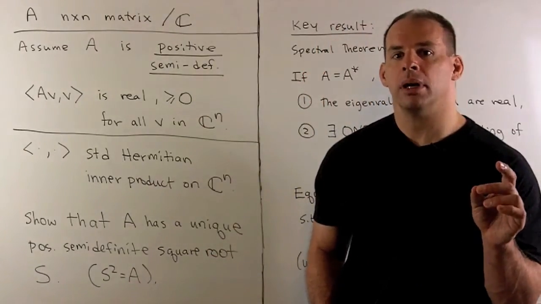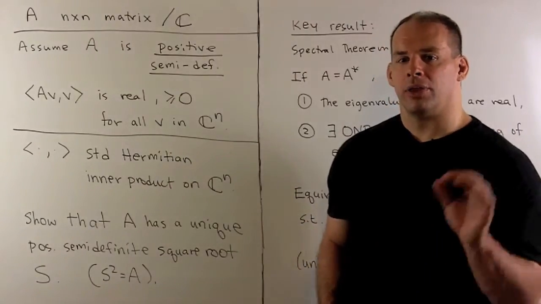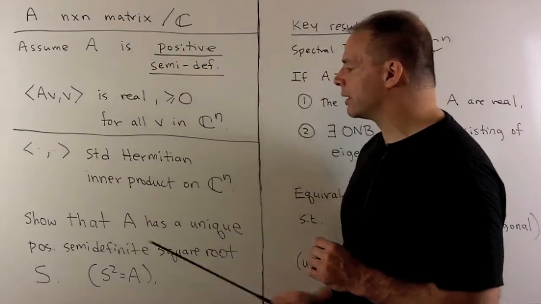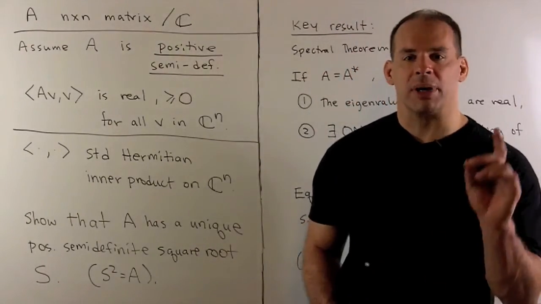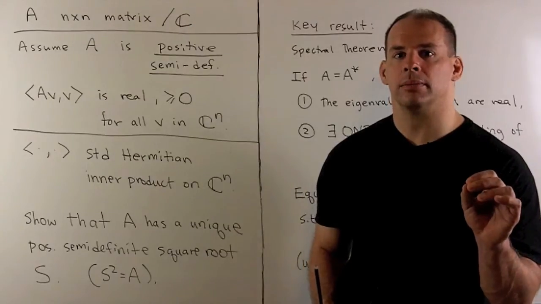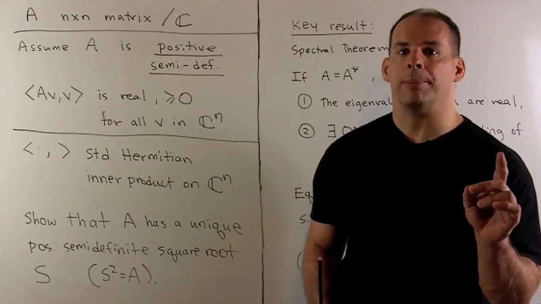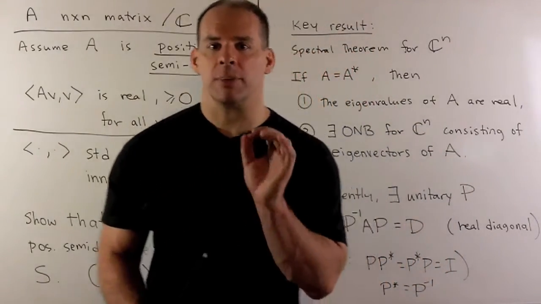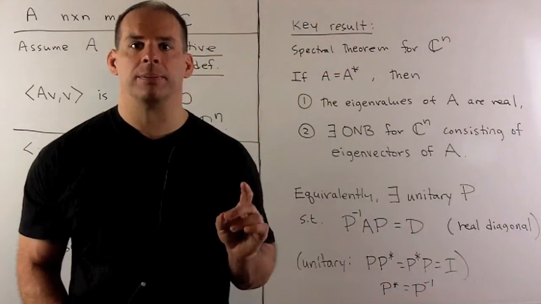Our problem: we want to show there exists a unique positive semi-definite square root S for A. By square root, we just mean S squared is equal to A. Now, the key result to show our problem is going to be the spectral theorem for Cn.